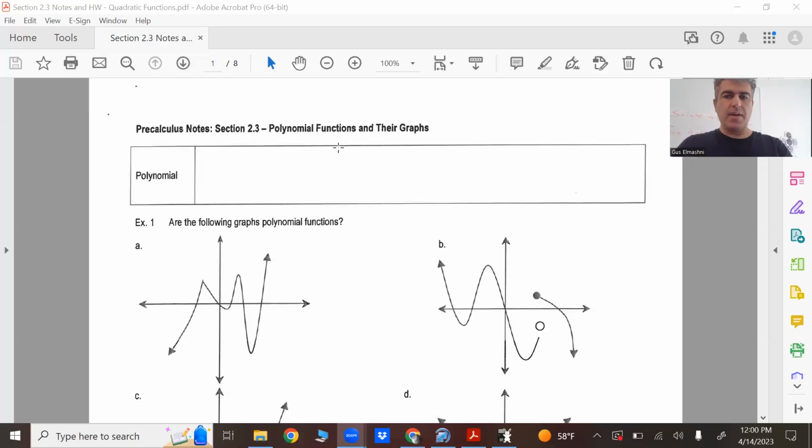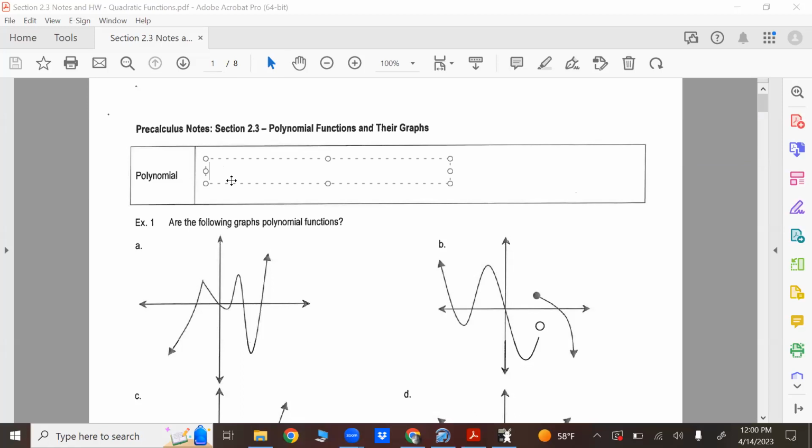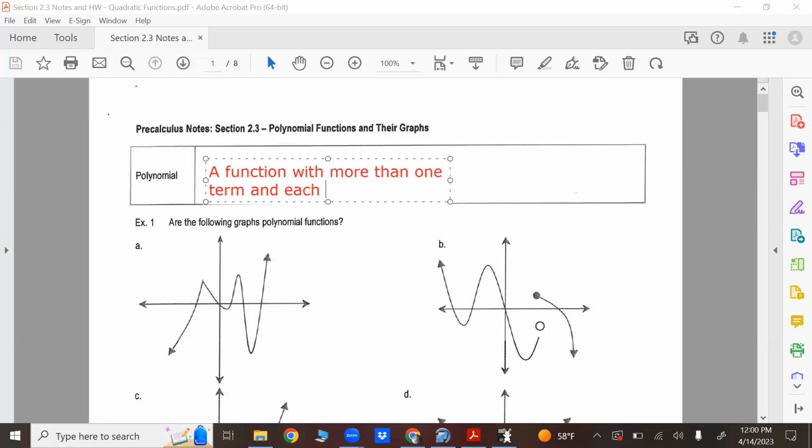Okay, so polynomial function, very simple. I think I already defined it in the last class. I don't remember. But it's just a function with more than one term, and each term is in the form of a times x raised to the n power.